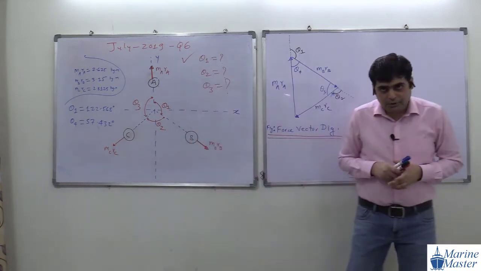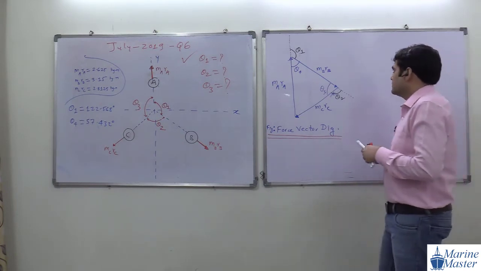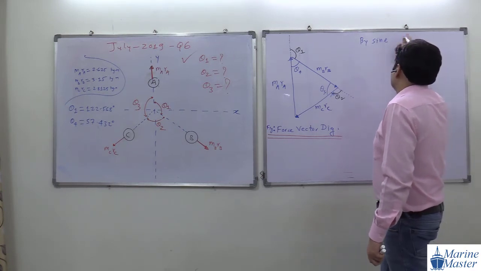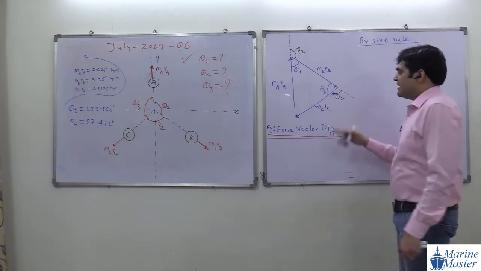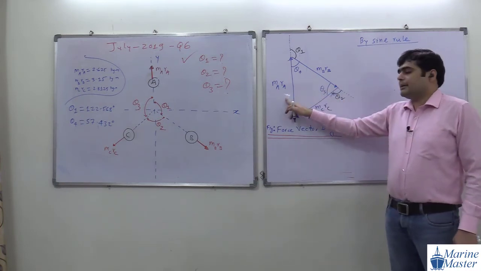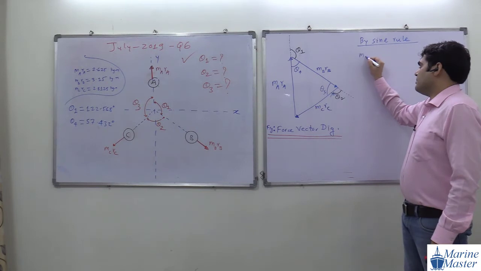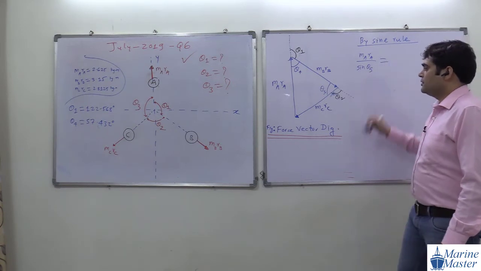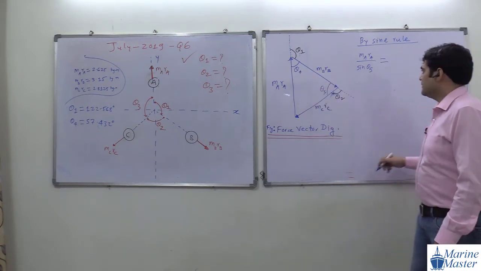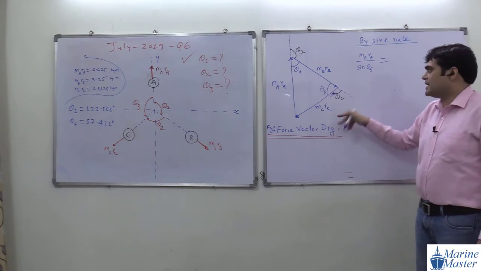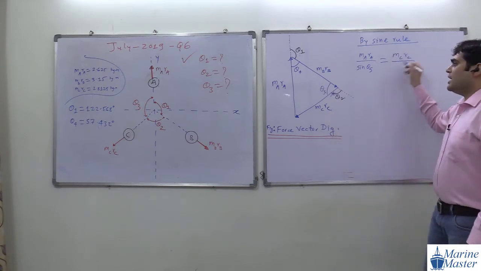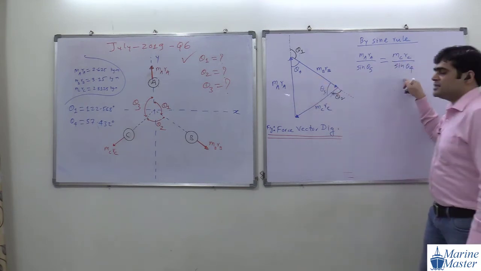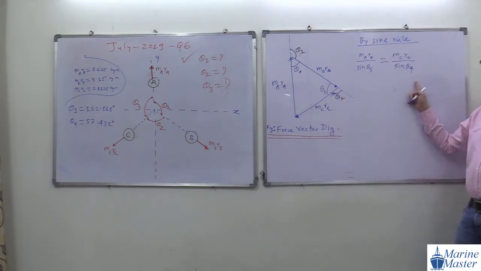And how to find out theta 5? We are going to use the sine rule. By sine rule, see the scenario. What is our target? We have to find out theta 5. Opposite to theta 5 is MARA. So MARA by sine of theta 5. Out of this, the angle is known to us. So opposite to this one is MCRC, divided by sine theta 4. Any doubt in this discussion?